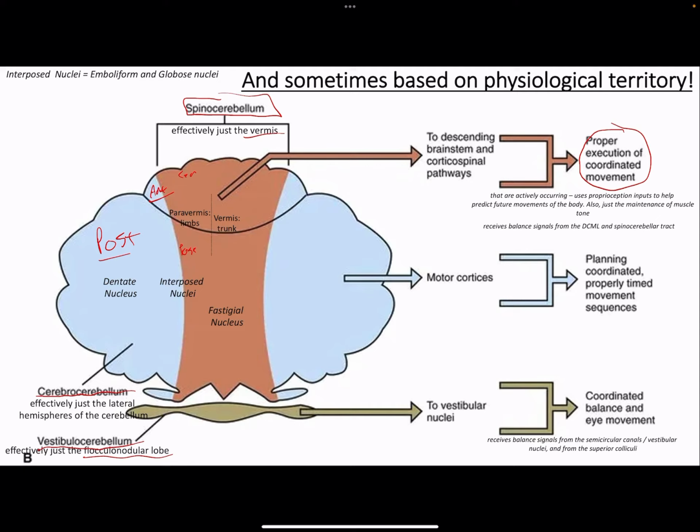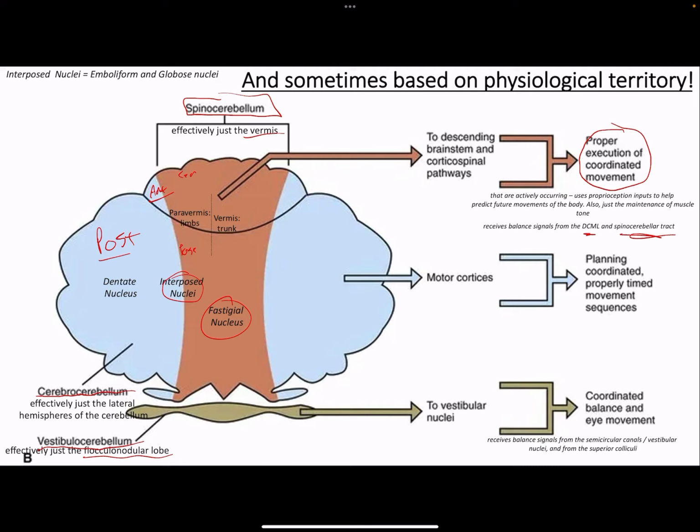It's using largely proprioceptive information from the dorsal column medial lemniscus and the spinocerebellar tract to achieve this. So that is the central midline. And so that would be kind of like the interposed nucleus, but especially the fastigial nucleus. Don't eat greasy foods. Eat and greasy are the interposed.